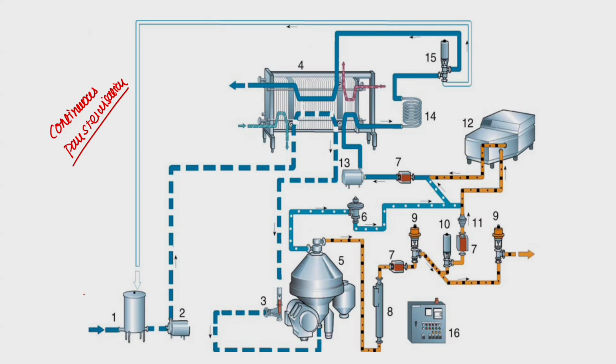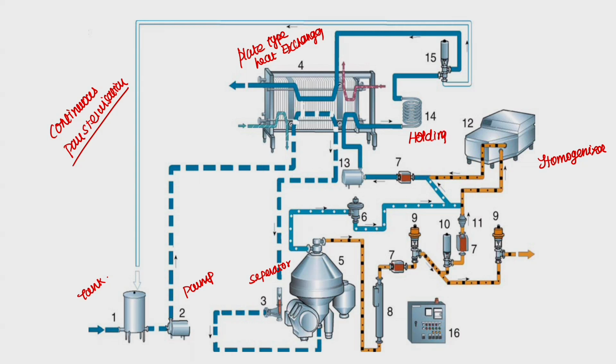So, the major equipment: this is a tank, and this is nothing but a pump. This is the separator and this is a homogenizer. And this is the plate type heat exchanger. This is the holding tube, where it is held at that particular temperature or higher. That is all major. This is after packaging, this is the process control and packaging section.